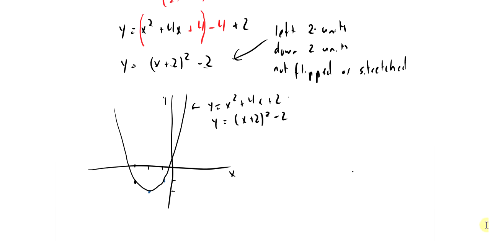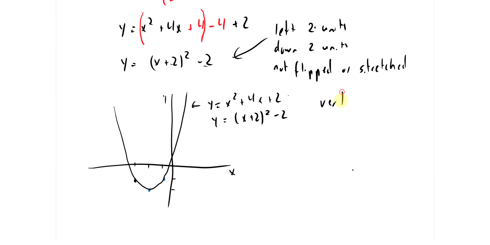Great. So what's my vertex? Well, 2 left, 2 down, minus 2, minus 2, and again you can read that off from here. 2 units left, 2 units down. That's my vertex. What's the range? It opens up, so y is greater than the bottom of the graph. And the bottom of the graph is at y equals minus 2, so y is greater than or equal to minus 2.